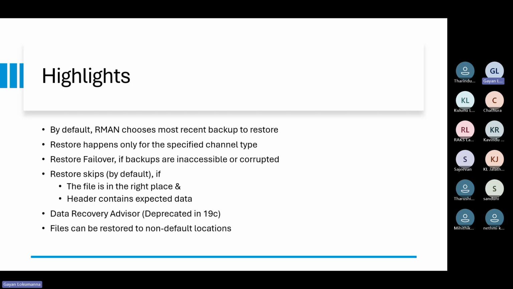And also if the file header has the content which RMAN is looking for, meaning it is not corrupted, or inaccessible, or there's something wrong with the header of the file. If those problems are not there, I mean, if the file is already there with the same name as you have in your control file, as well as a situation where your file headers are intact, then RMAN can skip those files.